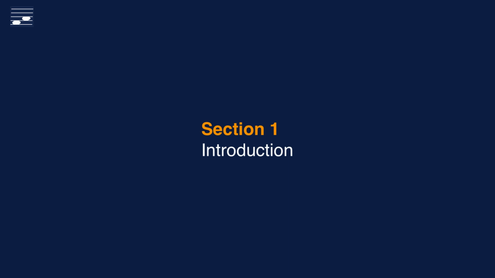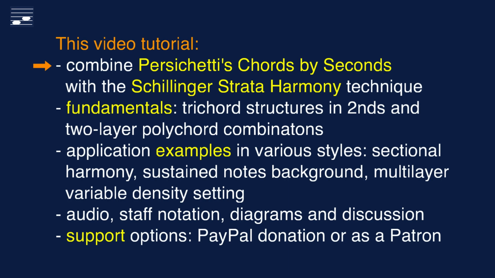In my series on combining modern music composition techniques, here is an episode that mixes chord structures in seconds as presented by Vincent Persichetti with the strata harmony approach from the Schillinger System of musical composition. You'll see the fundamentals, that is, basic trichord structure types in seconds and the combination into 6-part 2-layer polychords. These polychords are used in short harmony continuities, chord progressions that I will then turn into composition examples.